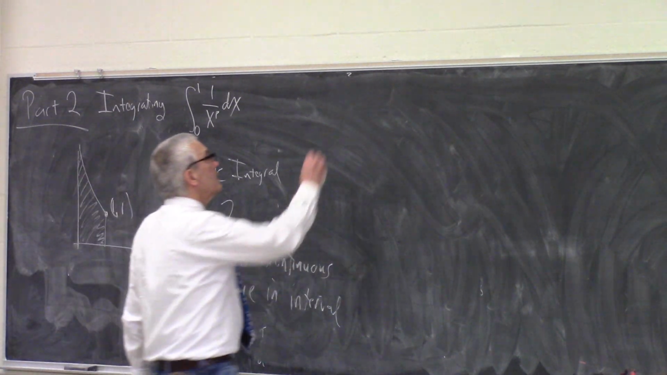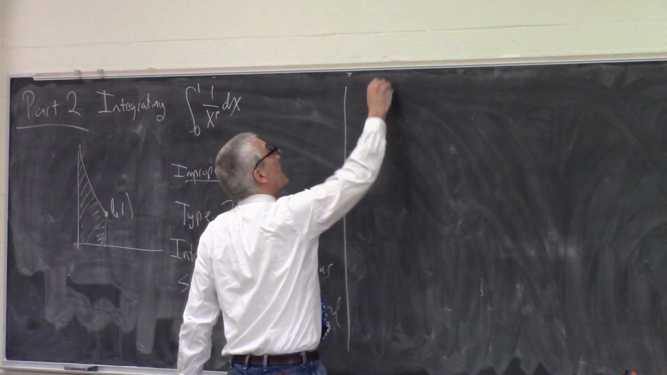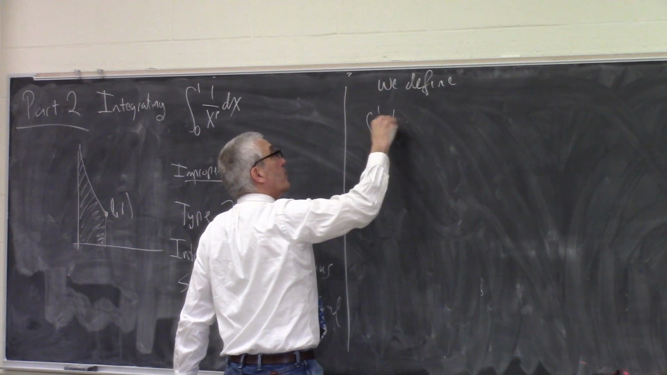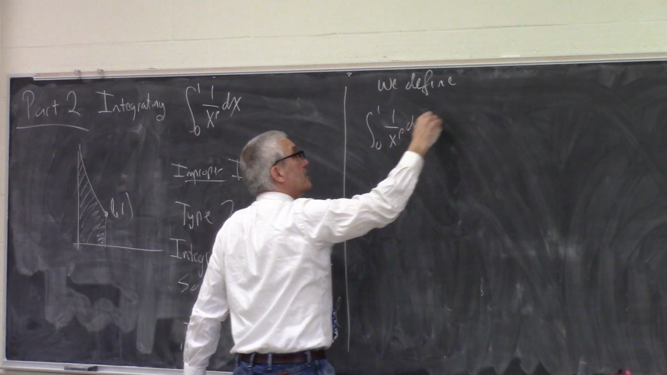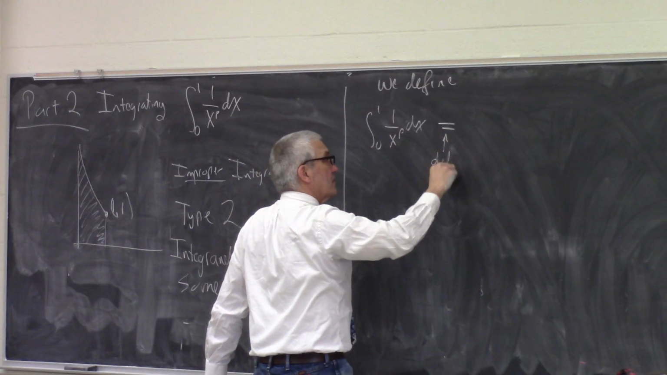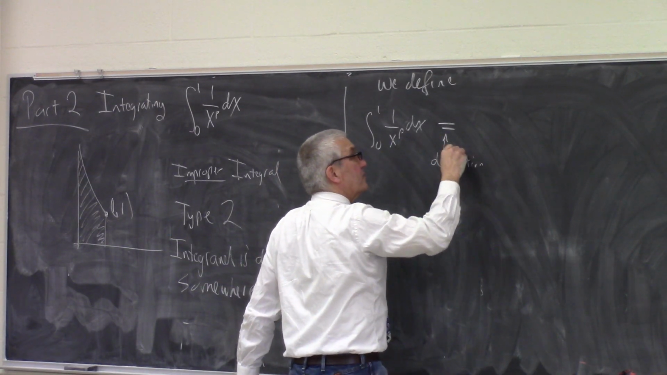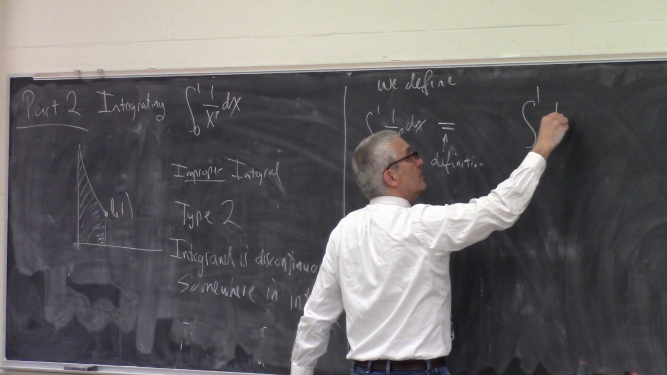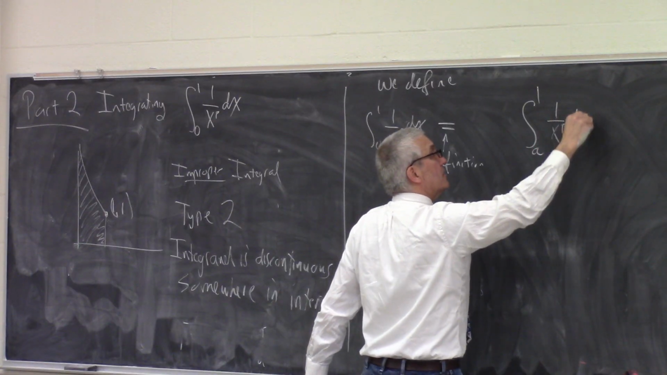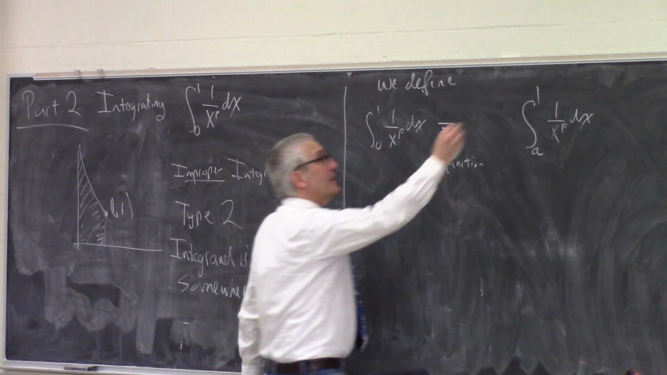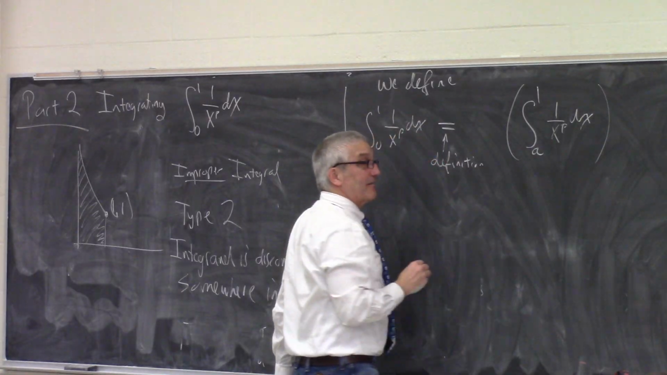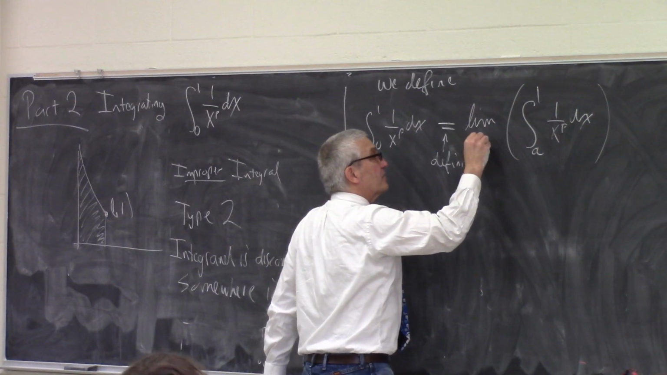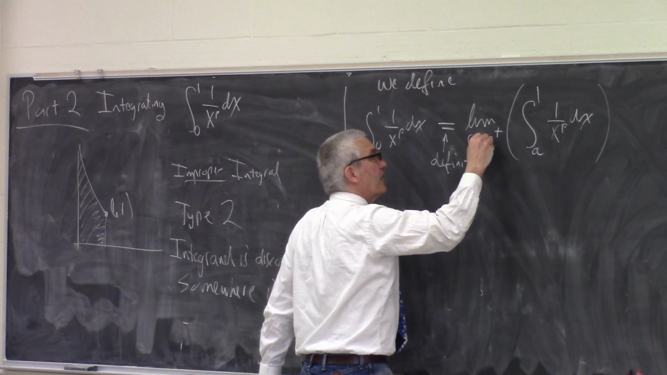Well, we define this integral from 0 to 1 of 1 over x to the p to be this. We don't integrate from 0 to 1. We integrate from a to 1 of 1 over x to the p. And then we take the limit as a gets closer and closer, as a goes to 0. So the limit as a goes to 0 from the right.